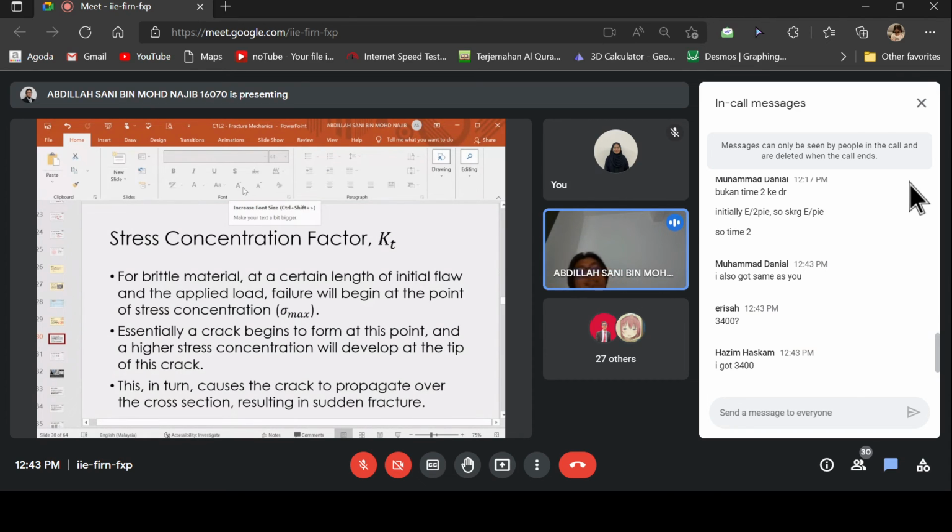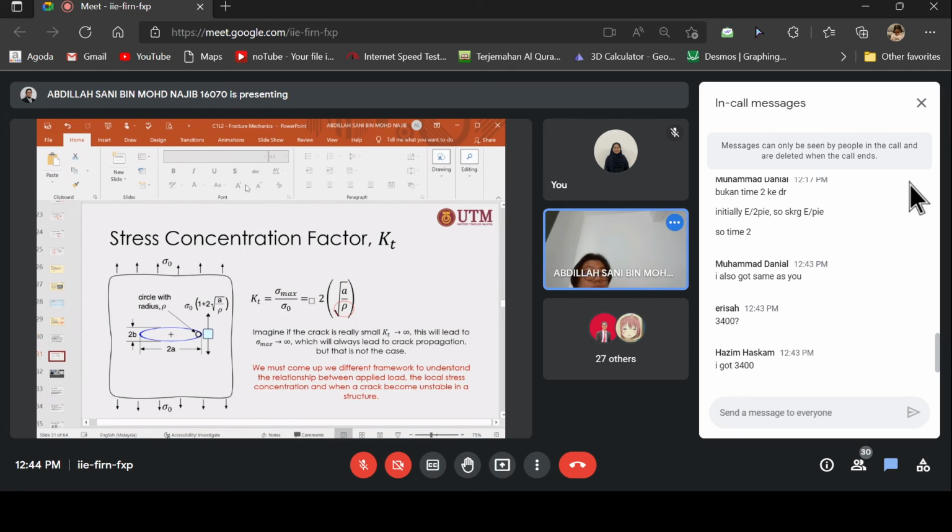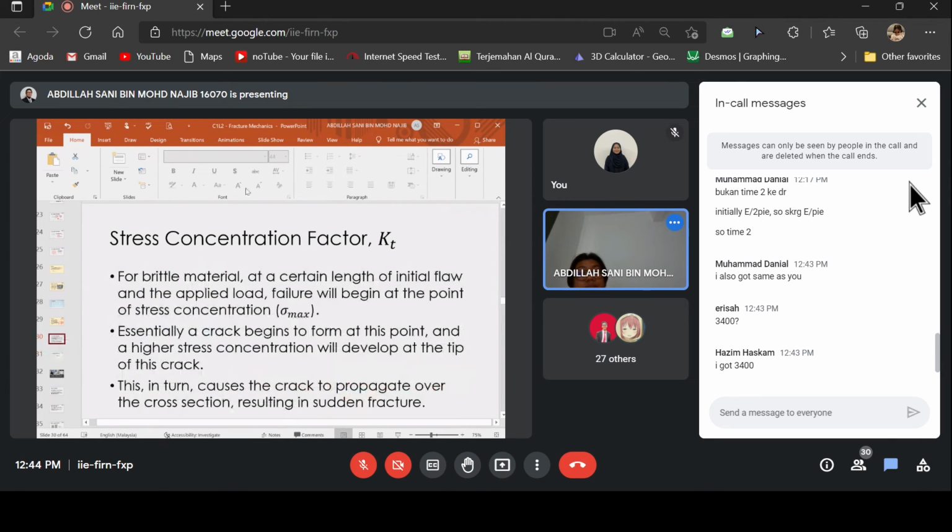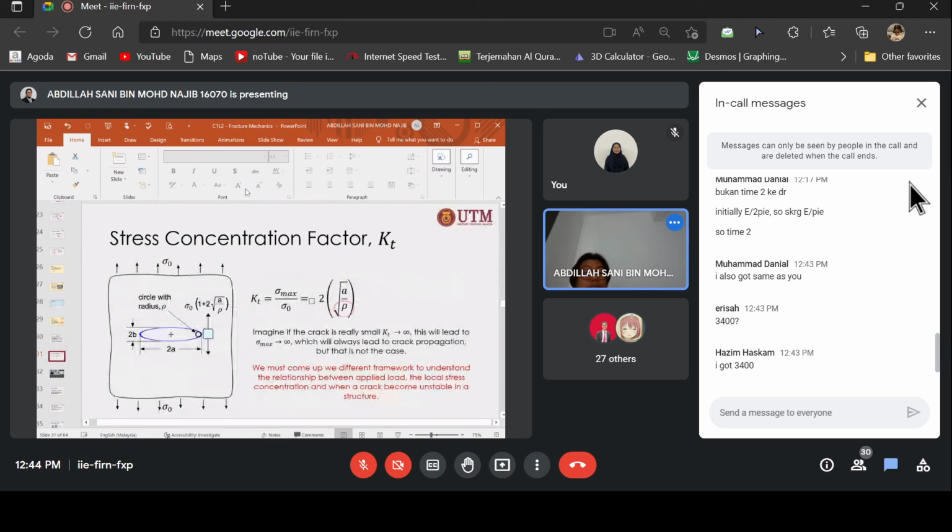For brittle material, at a certain length of initial flaw and the applied load, failure will begin at the point of stress concentration. Essentially, a crack begins to form at this point, and a higher stress concentration will develop at the tip of this crack. This in turn causes the crack to propagate over the cross section, resulting in sudden fracture. Before we end, I think this statement is important for the next episode.